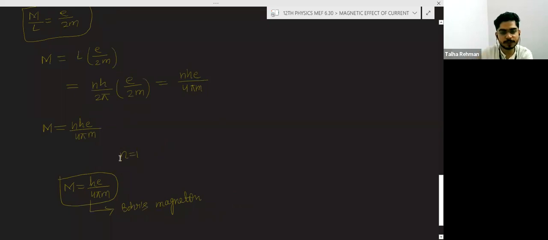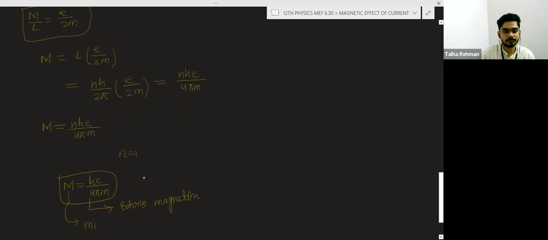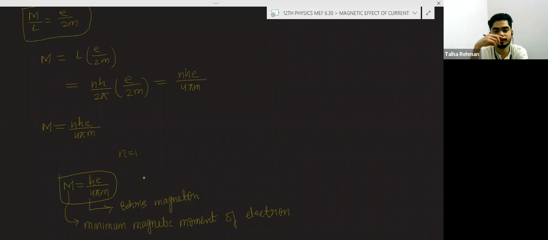And if you put n is equal to 1, then you will get this magnetic moment as minimum, because the minimum value of n is 1. So this is also the minimum magnetic moment of the electron.